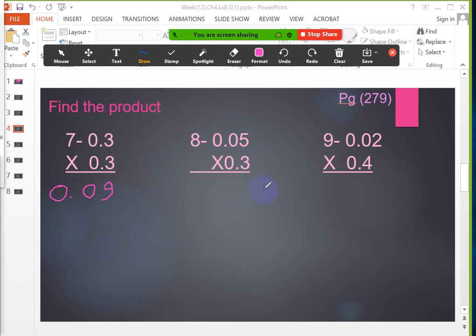Now number 8, 5 hundredths multiply with 3/10. Yes, Emma, please open your mic. Yes, teacher. Yes, let's multiply 3 with 5. Oh, 15. 15, very good. What about the decimal point? It will be 0.015. Very good. Thank you so much, Emma.